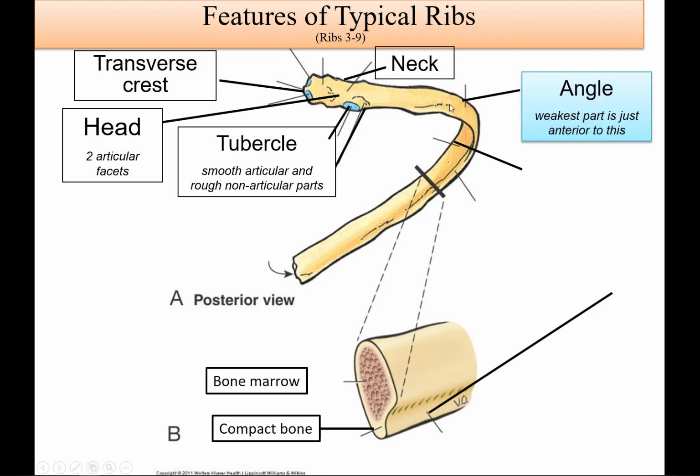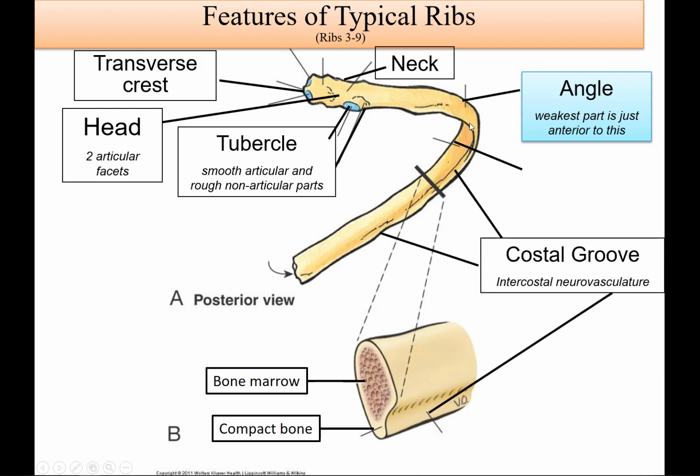It has an angle, which I have put in here as a little blue box, because that is the weakest part of the rib. Or actually just anterior to that is the weakest part, and that's where fractures occur most frequently. You have a little groove here. This costal groove is the groove where your intercostal nerve, artery, and vein travel. And the rest of the rib here is the body.